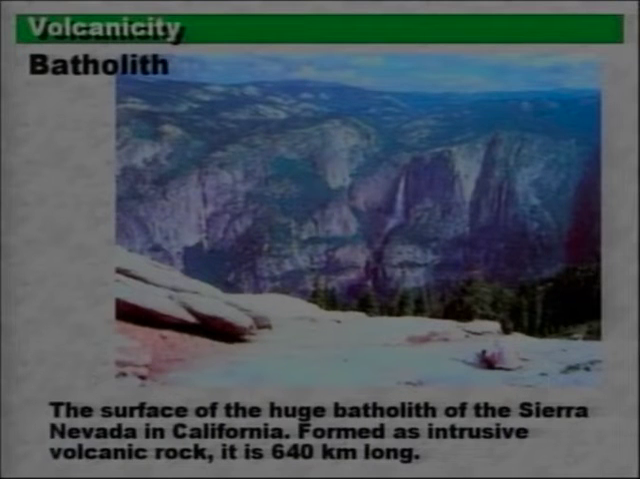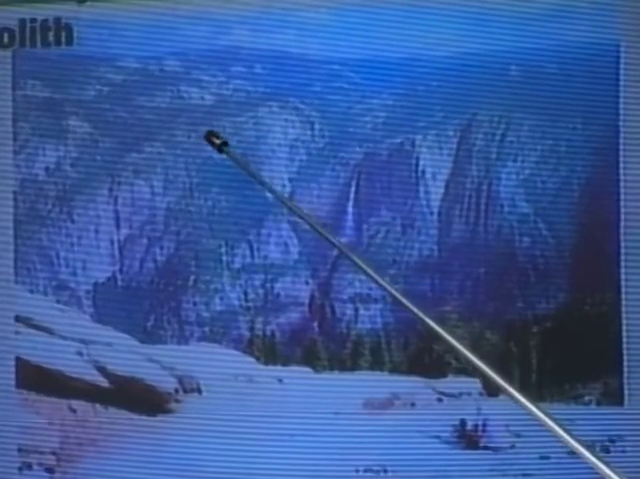So we're only looking at the surface of that. We are not looking at what is actually below, because the top part has been eroded, and the surface shown here is of a batholith, which is about 640 kilometers long.